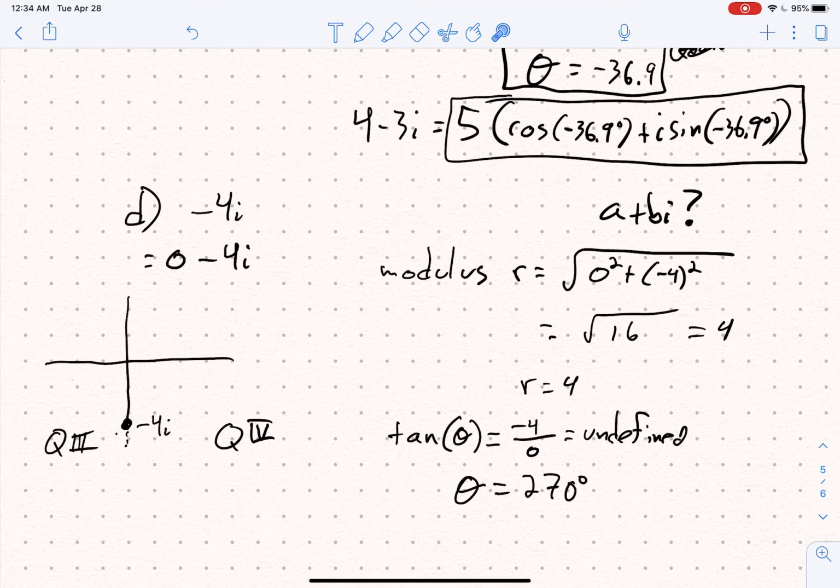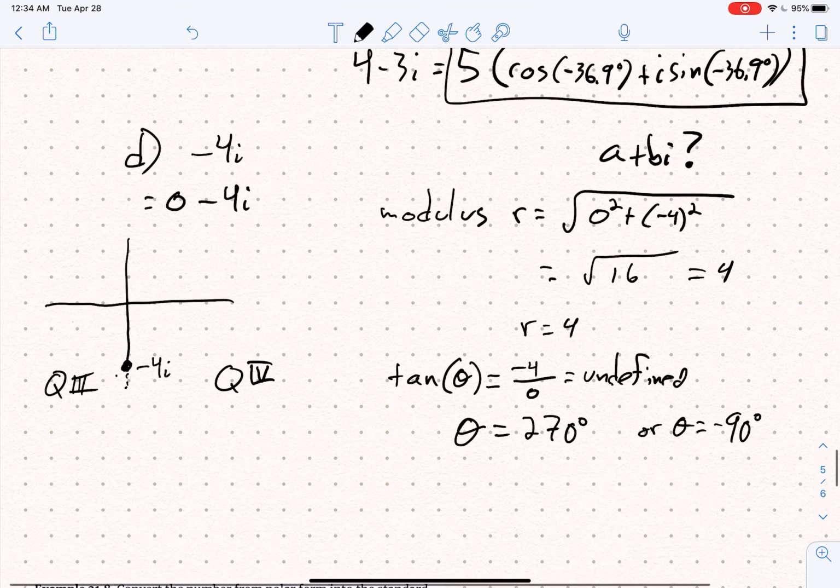If you had instead said this angle sort of going in the negative direction, this is the angle negative 90, that would work as well and gives you exactly the same answer, although it looks slightly different. There, theta equal negative 90. It's up to you which one of these to choose. Those angles are pointing in the same direction. So the argument of this is 270 degrees, or if you prefer, negative 90 degrees.